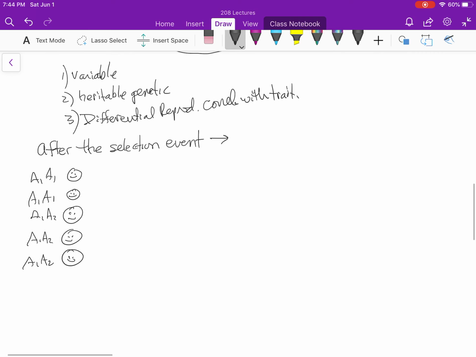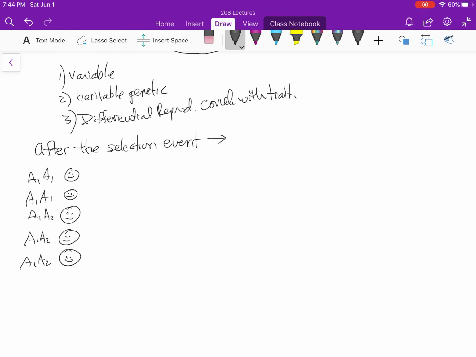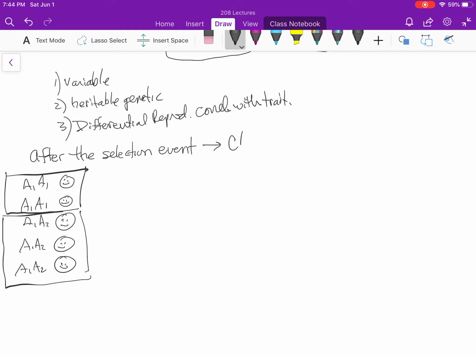And then we're going to look at them down here and say, okay, after that selection event, there were 2 of them that were in this category of homozygous A1, and there were 3 of them that were heterozygotes in this category. Okay, now I'm going to allow clonal reproduction. So part of this process of evolution is you have to let things reproduce. So I'm going to let each of these guys make a baby, and they're going to make a baby just like them, which makes it easy for us.